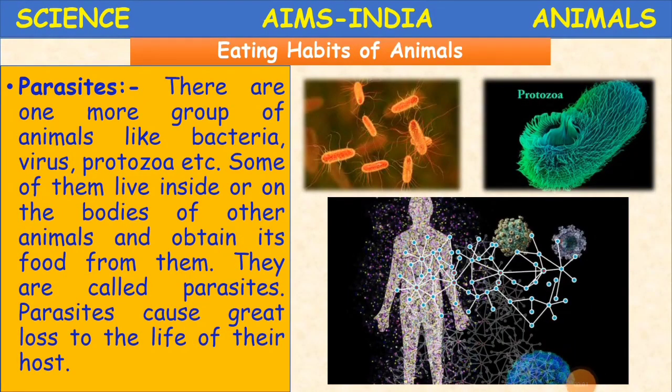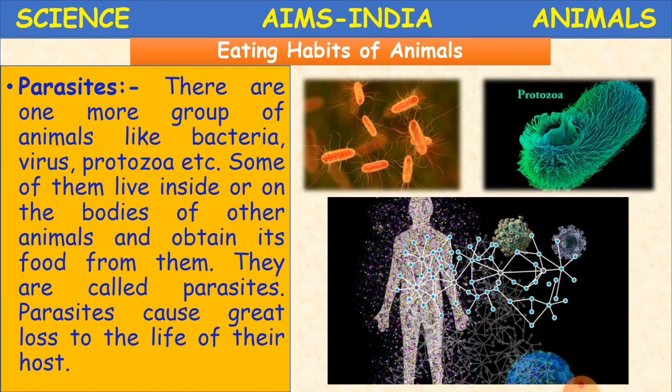So some of them live inside or on the bodies of other animals and obtain their food from them. As we said, these animals are invisible to us, which we cannot see, like bacteria and virus and all that. So how do they get the food children? They get the food from the bodies of the other animals.